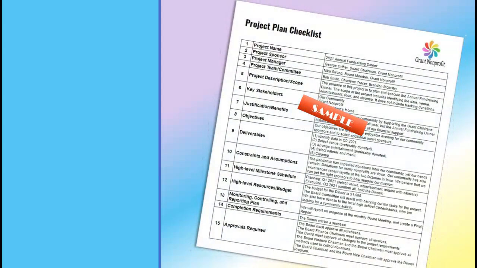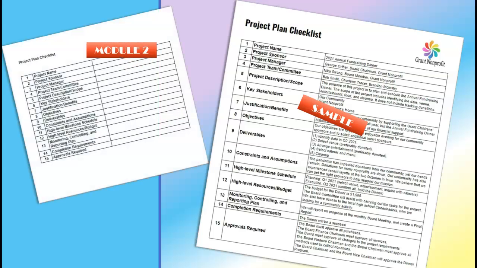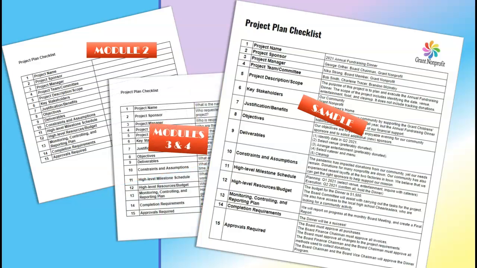Here is a sample project plan checklist filled out by Grant Nonprofit, a fictional nonprofit agency planning an annual fundraising dinner. You'll see a lot of details on their checklist, which will help the project team to plan and schedule the event because they have all the foundational information in one place. In Module 2, we will create a blank template like this with the same 15 elements to be identified early in the project. In Modules 3 and 4, we will discuss the individual elements and identify questions that we can ask to complete the checklist.